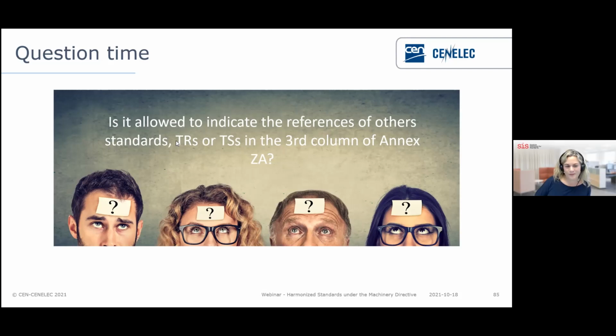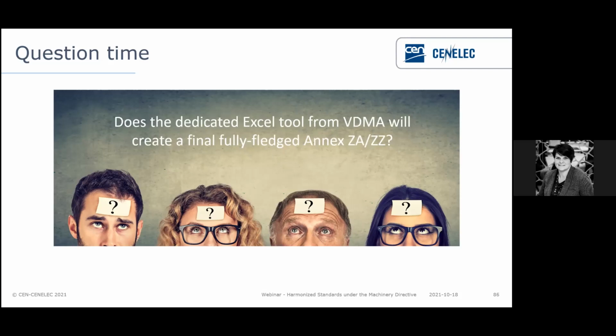One more poll to go. I think that's the last one for today during this webinar. We would like to know, does the dedicated Excel tool from VDMA create a final fully fledged Annex A or ZZ? Is the answer yes, it will, or no, the tool only helps in drafting of the initial annex?